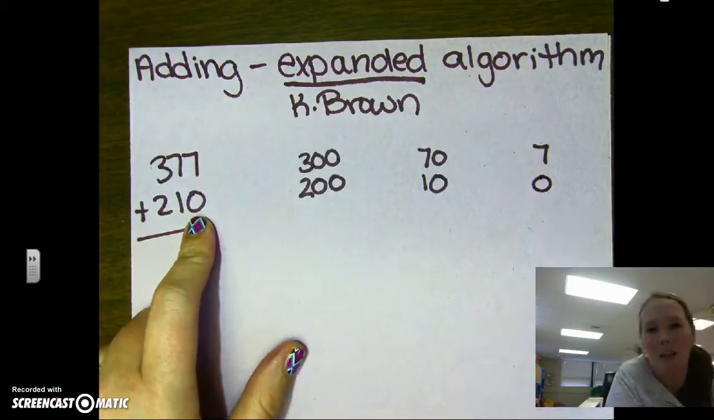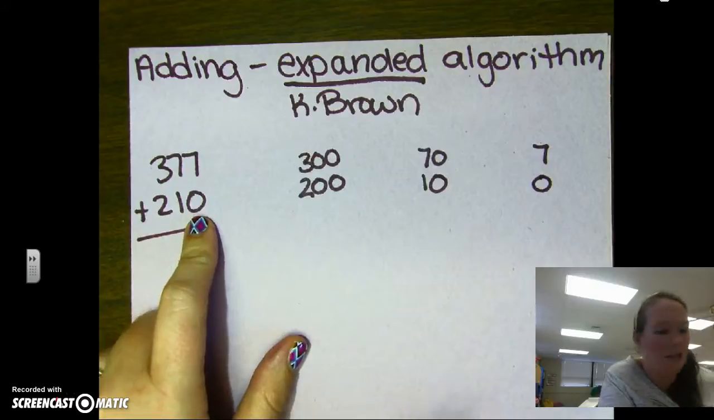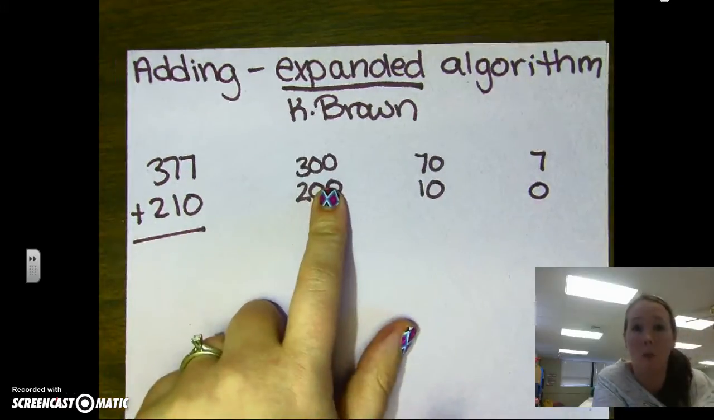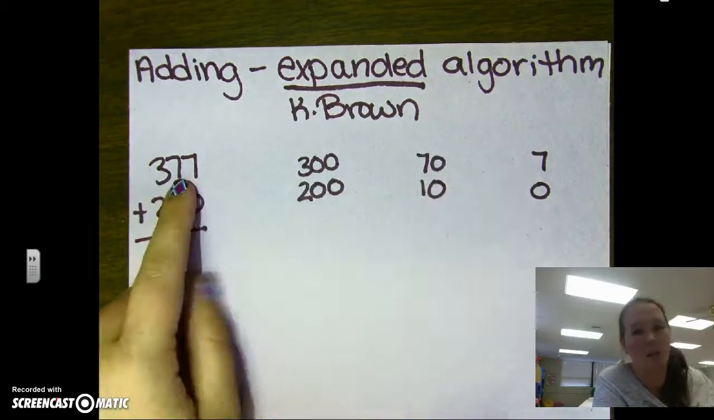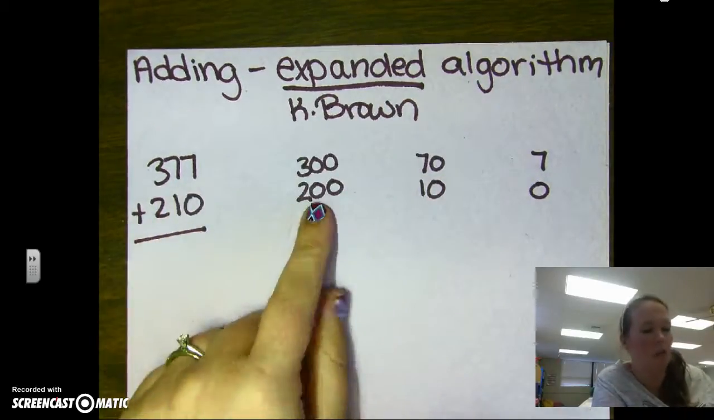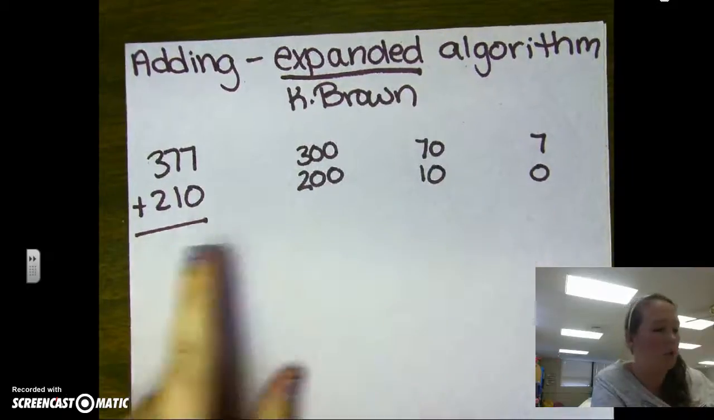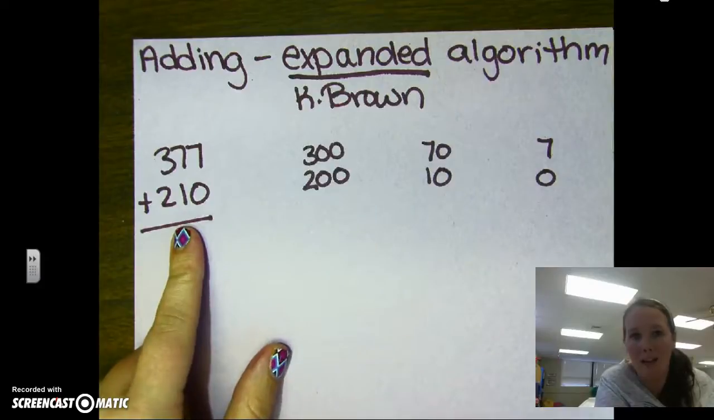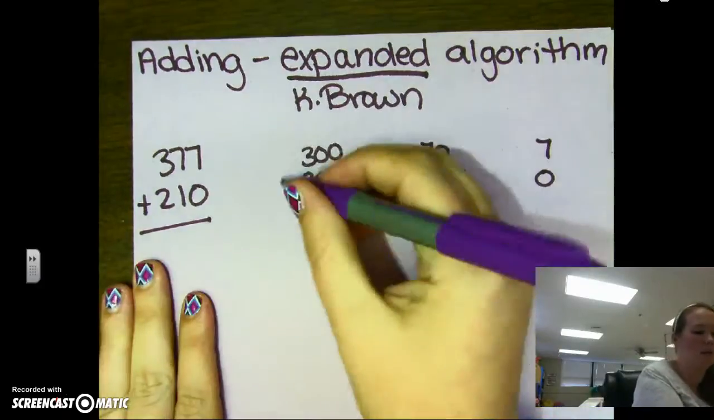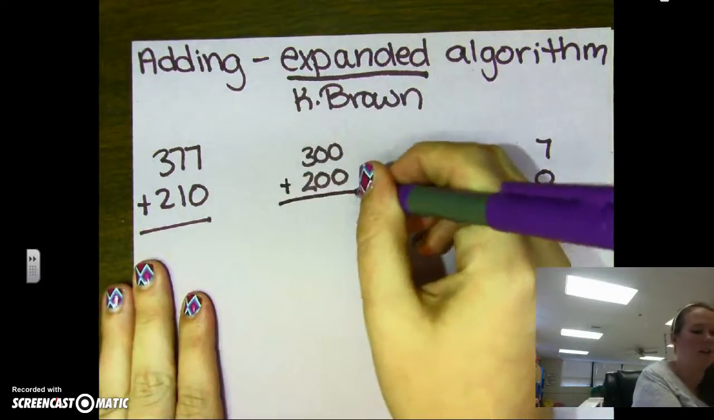The way the expanded algorithm works, as you can see, it kind of looks like expanded form. 300 plus 70 plus 7 equals 377. 200 plus 10 plus nothing equals 210. But this time we're going to add these together. Here's what I mean. We're going to add the hundreds place together.